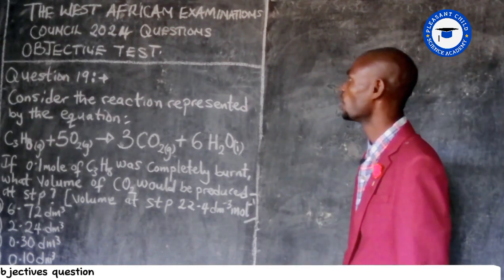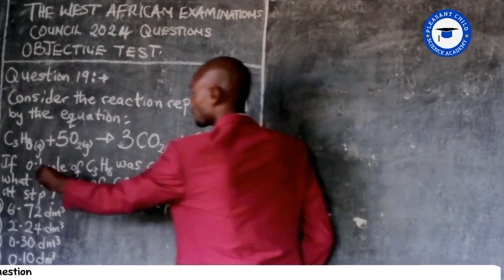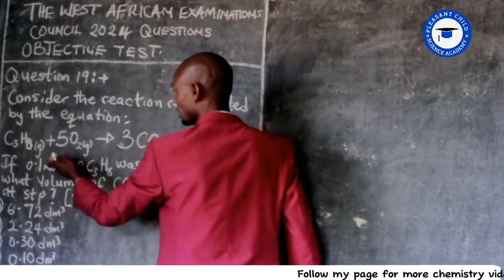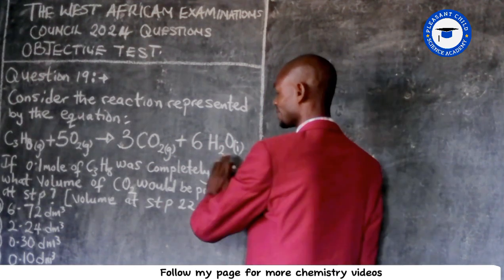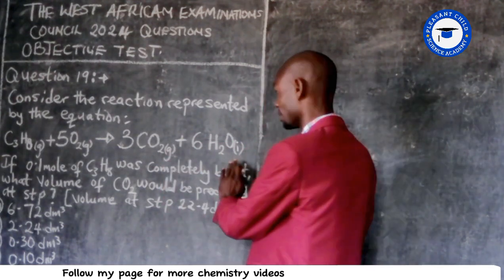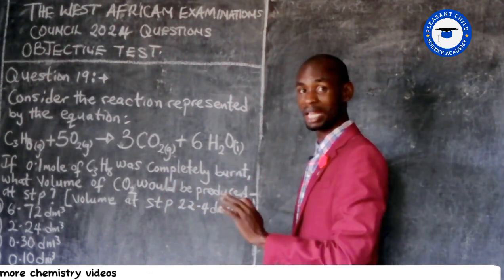Question number 19. Consider the reaction represented by the equation: C3H8 and then 5 mole of oxygen gas. This is exactly how the question is written. But let's consider firstly whether the equation is balanced or not.